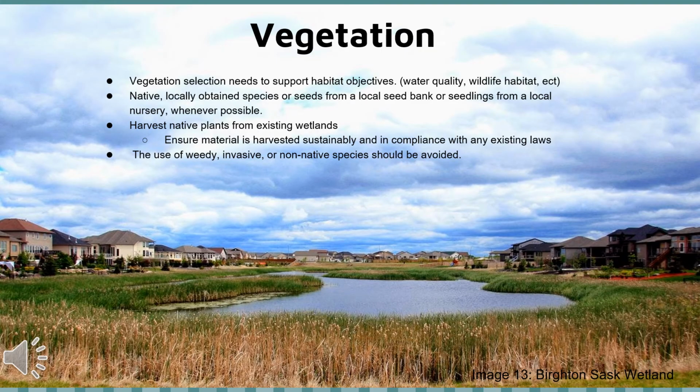When choosing vegetation, selection needs to accommodate the hydraulic operations of the wetland system and still support habitat objectives. Take into account items such as water quality or wildlife habitat. In general, use a diverse selection of native locally obtained species. You should obtain seeds from a local seed bank or seedlings from a local nursery wherever possible.